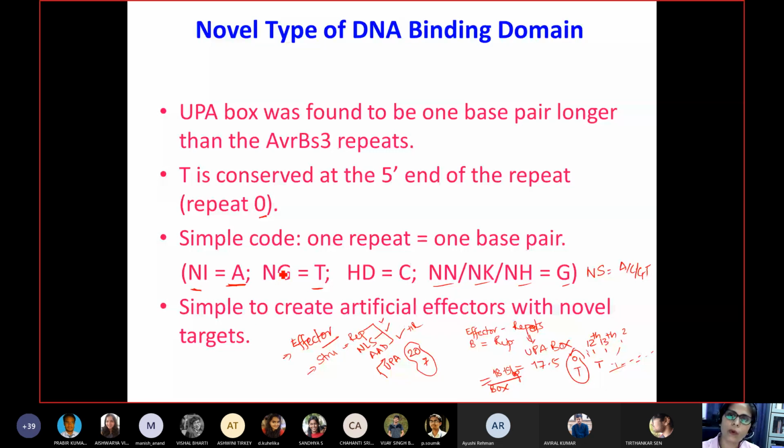This type of code, where you only have to decide about two amino acids and everything else remains similar, means you can much better plan your experiment, your protein, and your DNA binding assays, and then create your artificial effectors with novel targets. Whatever DNA sequence you want to target, you can prepare that kind of protein, allow it to be infected into the system, and then target it.